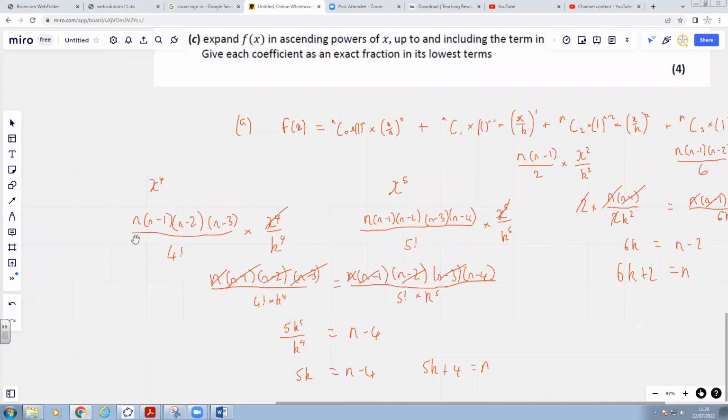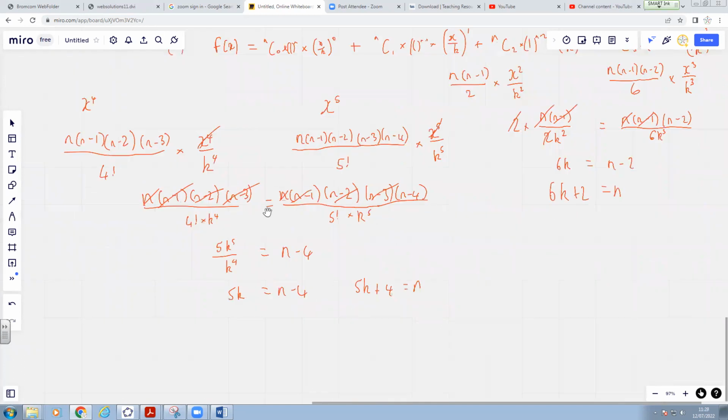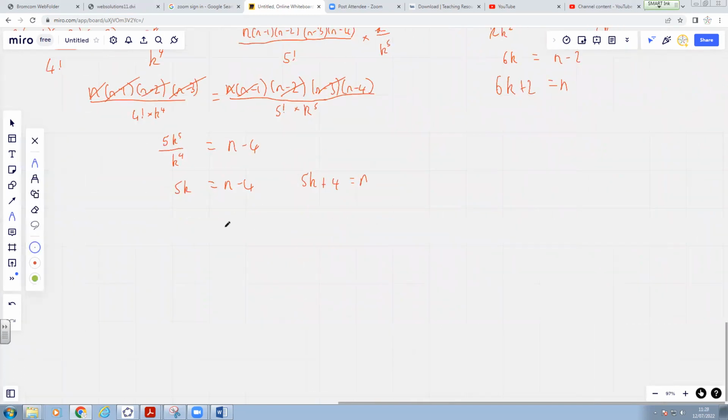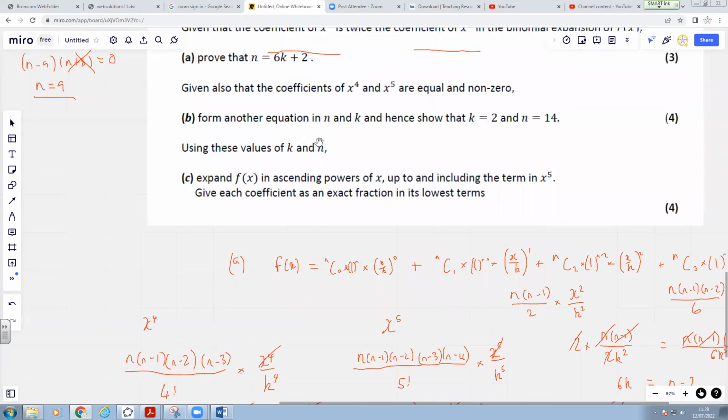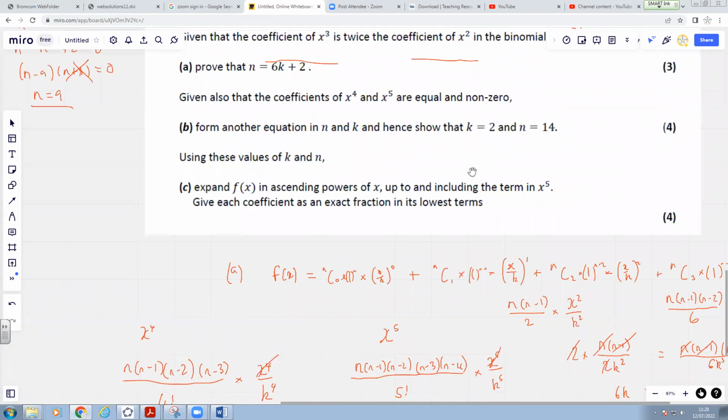Now, we've already got 6k plus 2 is n. So 6k plus 2 is 5k plus 4. Take away the k's, take away that, so it's going to give you k is 2. And if k is 2, n is 14, which is bound to be what we need to do. Find the values of k and n. Yeah. Form another equation, show that k is 2, n is 14. There we go, we did it.